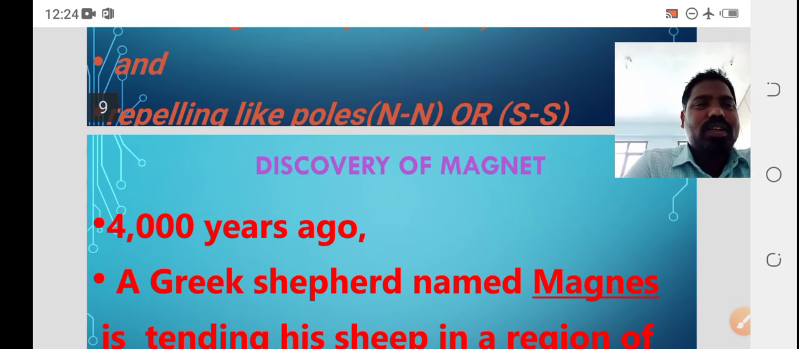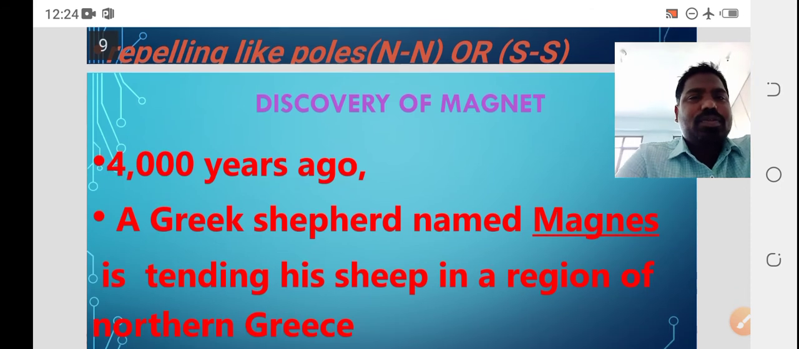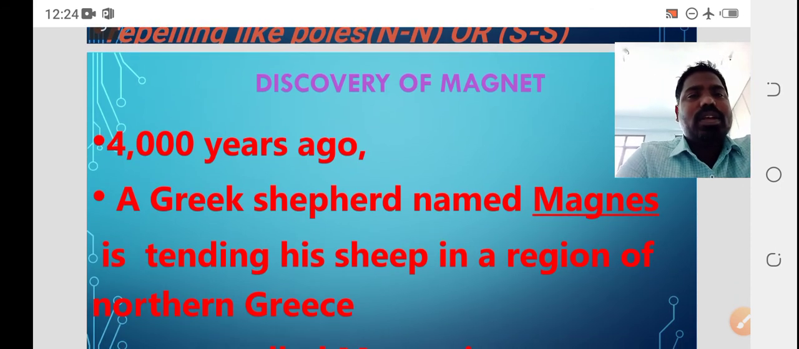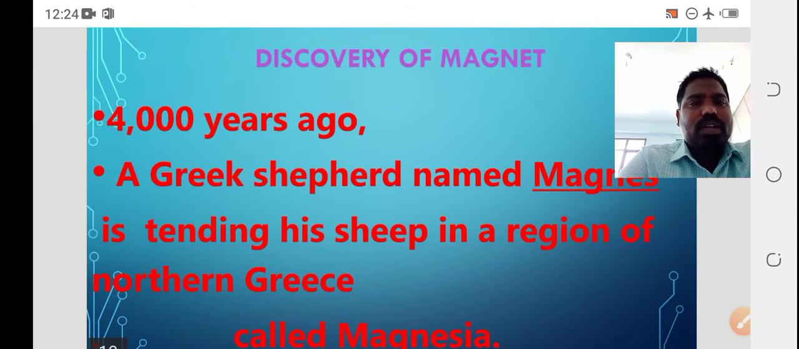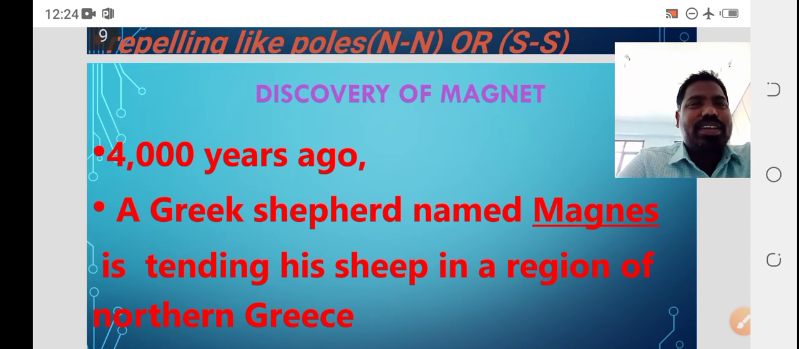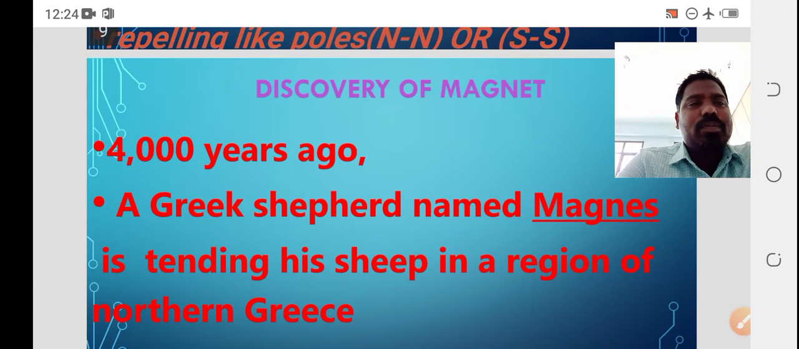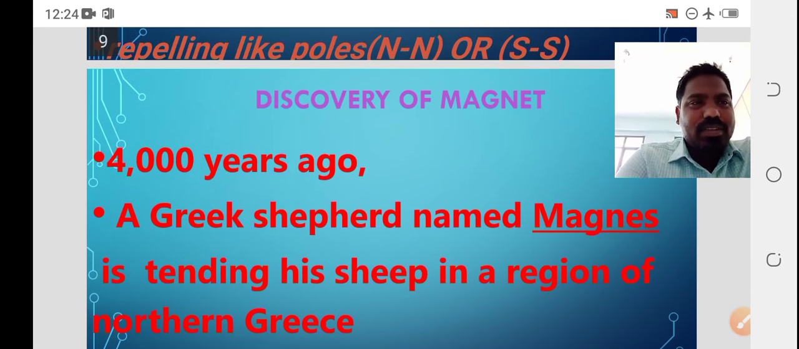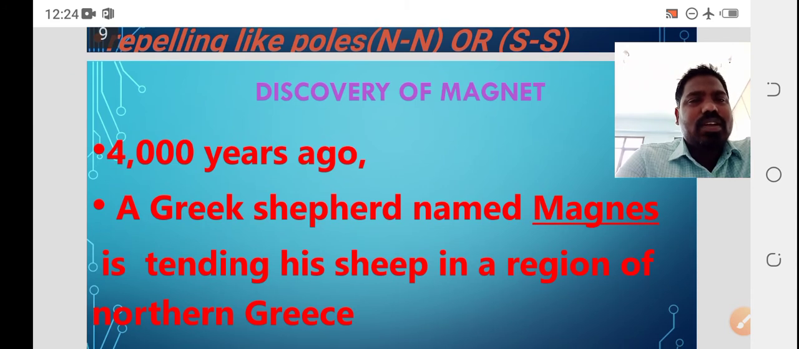Here we have a story about the discovery of the magnet, how the magnet was discovered. 4,000 years ago, a Greek shepherd named Magnus. What is the name of the shepherd? Magnus.